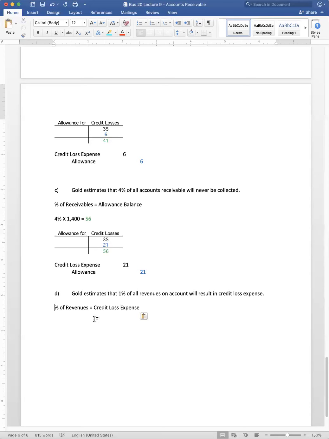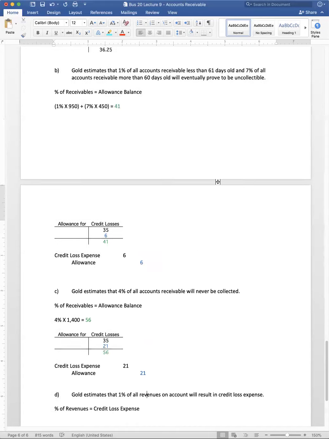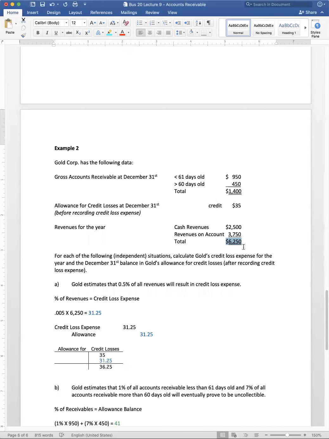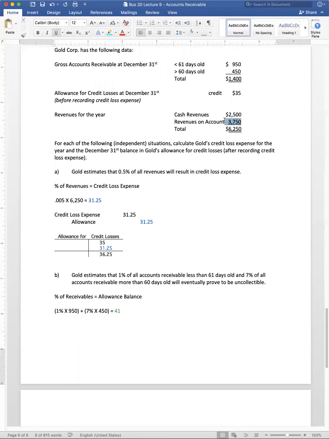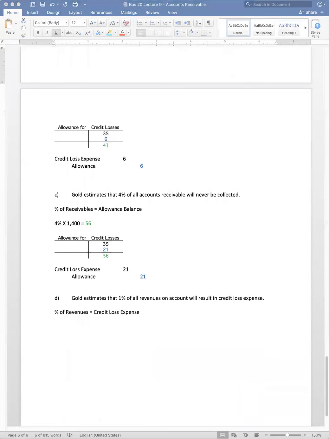Now, let's calculate the actual numbers involved. So we have in this question 1% of all revenues. So we've got 1% times the total revenues, $62.50. So let's put that here in the question. Oh, no, I'm sorry. I made a mistake. It's not all revenues on account. Ooh, let's read the whole question. 1% of the revenues on account, which is $37.50. Okay, so. All right, so we've got 1% of $37.50, which is $37.50.